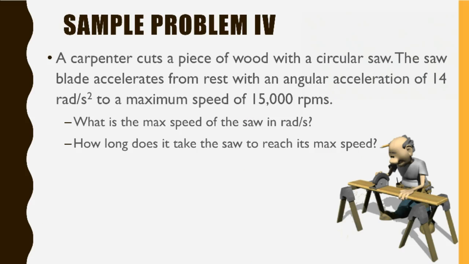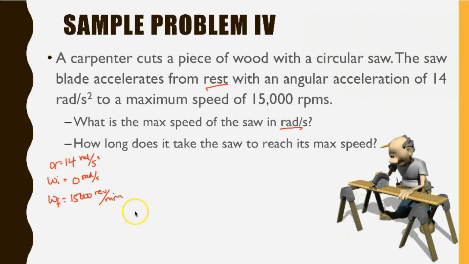Let's do the next one. A carpenter cuts a piece of wood with a circular saw. The saw blade accelerates from rest with an angular acceleration of 14, so alpha is 14 radians per second squared. The initial angular velocity is 0 radians per second, to a maximum speed of 15,000 RPMs. So let's say that's the final angular velocity, 15,000 revolutions per minute. What is the maximum speed in radians per second?